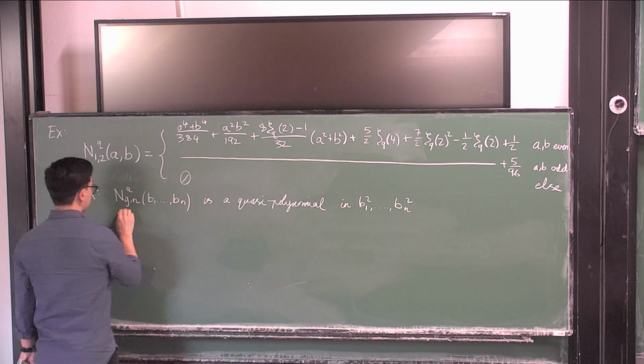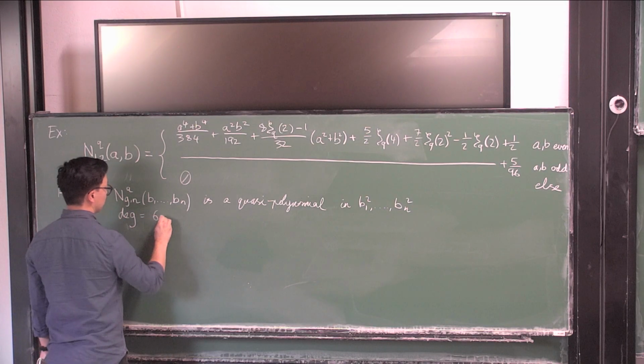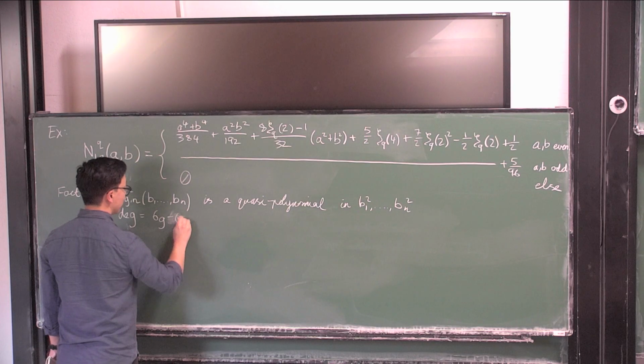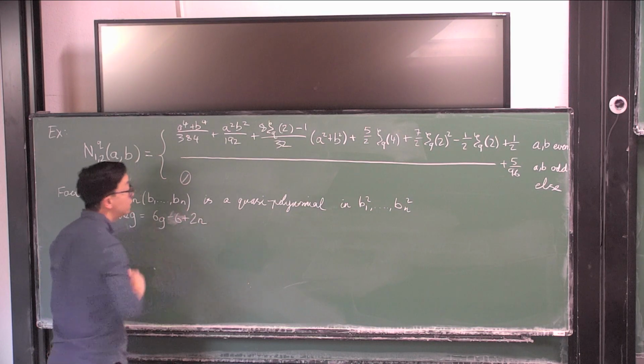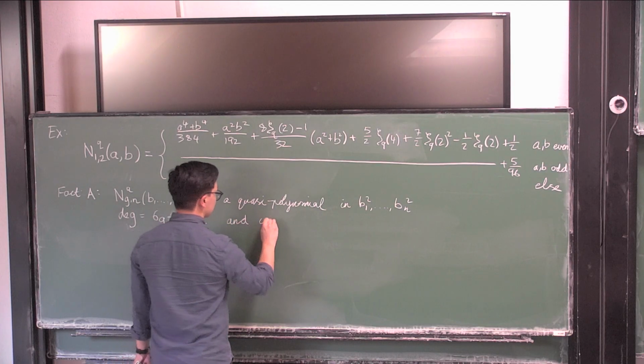We've got some sort of control here over the degree, 6g minus 6 plus 2n, which would be a sort of familiar expression for many of you. And we can say something about the coefficients as well.